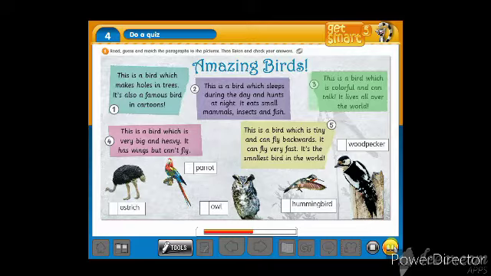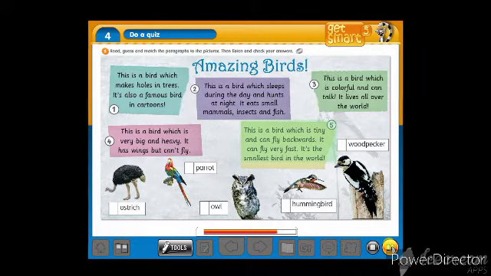3. This is a bird which is colorful and can talk. It lives all over the world. It says colorful, and the one that is colorful is a parrot. 4. This is a bird which is very big and heavy. It has wings but can't fly. Can't fly. Is it the ostrich or the hummingbird? Ostrich.